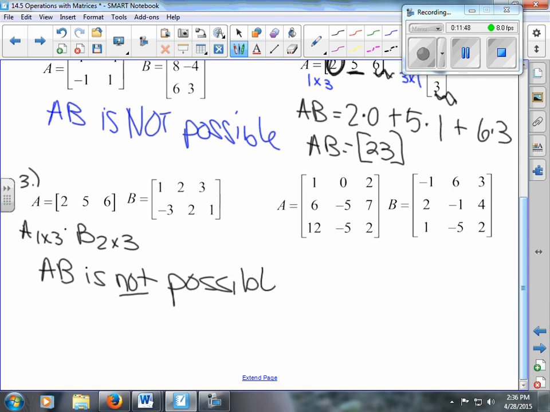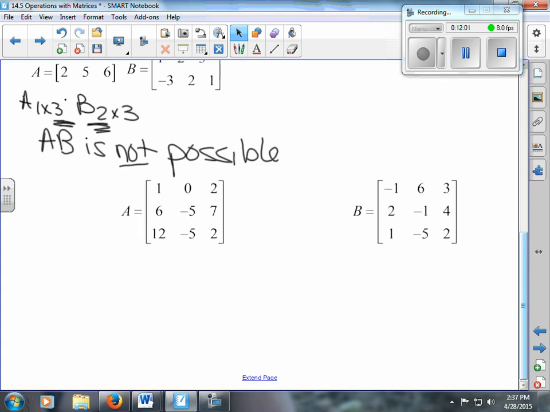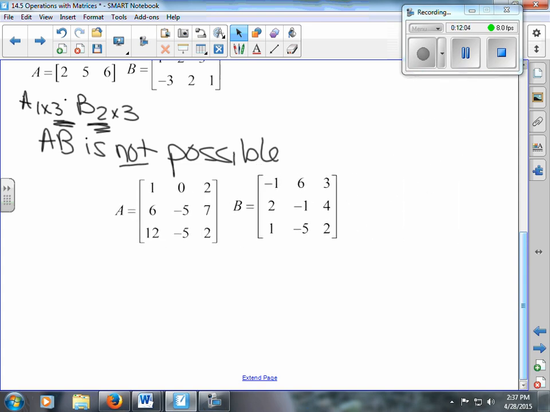And this is not possible because the number of columns in A is not equal to the number of rows in B. So 3 is not possible. Let's do 4. So this is a big example here. And this is our final example.